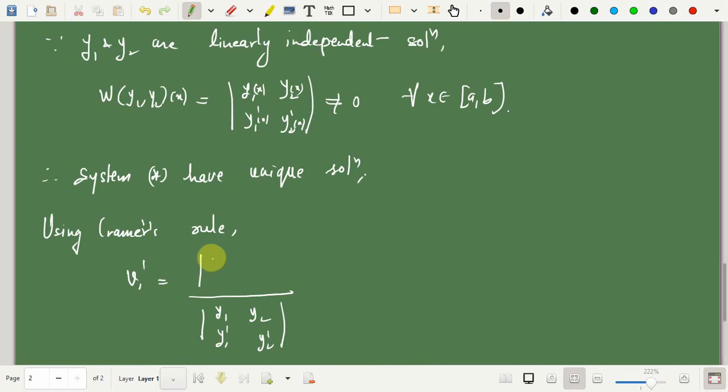So that's the same as 0 r of x, y2 prime. This gives me the value: this will become 0, so minus y2 into r of x upon, this is nothing but the Wronskian of y1 comma y2 at x. So that's the value of v1 prime.